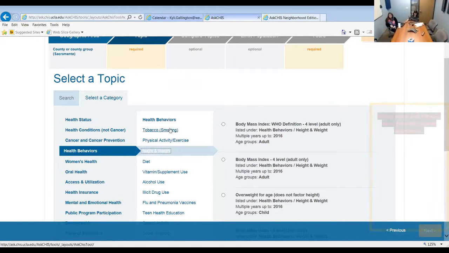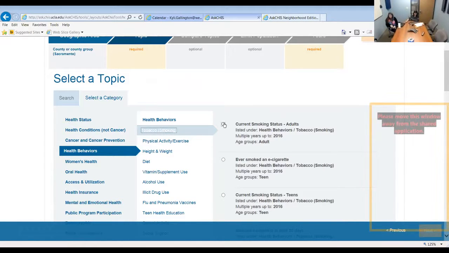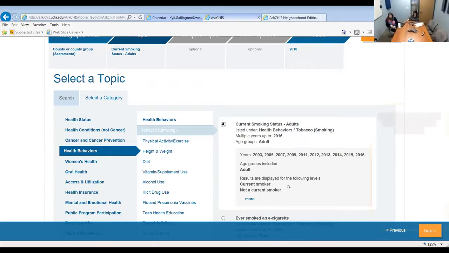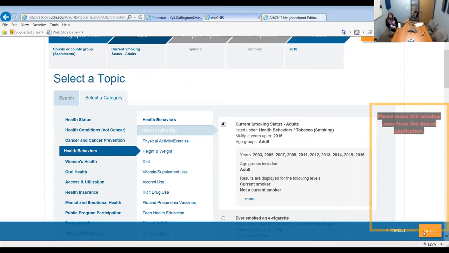Let's not get overwhelmed. Let's go back to our smoking example. I'm going to look at current smoking status for adults. So once I select this variable, it tells me all the years that this data were collected for. So this can be helpful if you're looking to maybe do a trend analysis for your catchment area. It tells me the age group, and the results are displayed. This is how your data is going to look. So are you a current smoker or are you not a current smoker? It's not identifying if you are a former smoker in this category. So this is the 2 level, not the 3 level, but we'll look at this variable just for demonstration purposes.